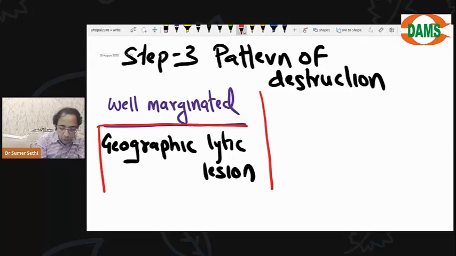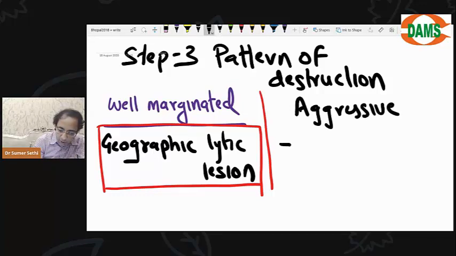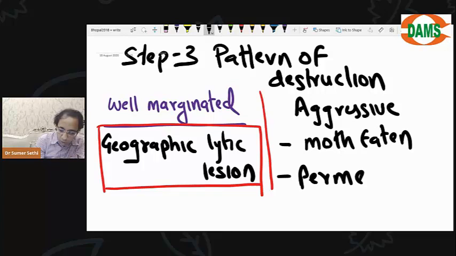ठीक है. अब बताओ, geographic lytic lesion ज्यादातर benign बीमारी में मिलेगा. ठीक है. If it is aggressive pattern, I will not be able to see the margins. I will use the words like moth-eaten destruction, or I will use a word permeative destruction.